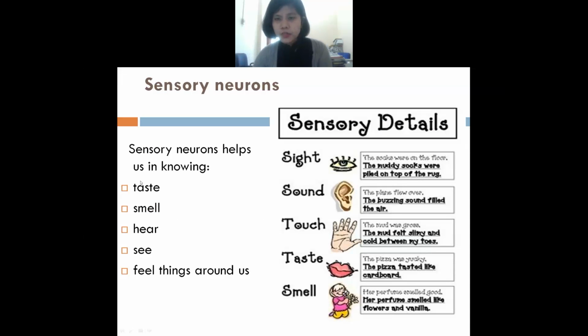So in the sensory neurons, what will you find? With the help of the sensory neurons, you will be able to know the taste, the smell, to hear properly, and to see things. And also with the help of the sensory neurons, you will be able to feel the things around you. Understand? These are the things you will be able to sense with the help of these sensory neurons.